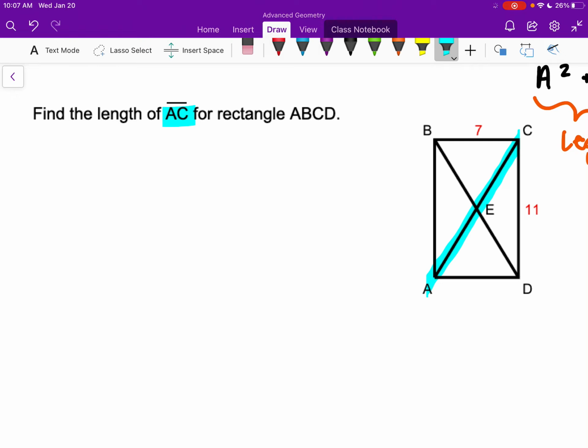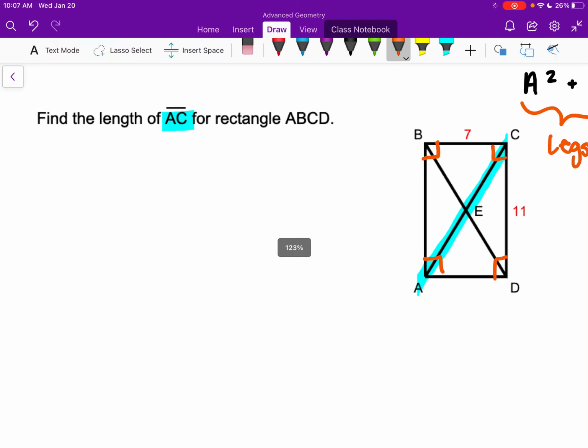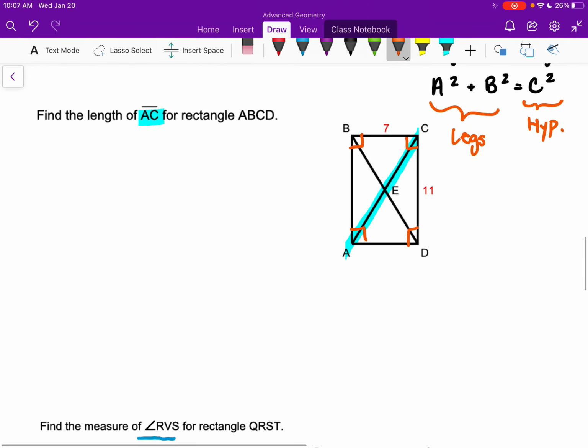We're given that one part of our rectangle, BC, is 7, and the other part, CD, is 11. That's all we've been given. But we do know that rectangles have 90-degree angles at their vertices. Let's remind ourselves of something really useful here, the Pythagorean theorem: a squared plus b squared equals c squared for any right triangle.